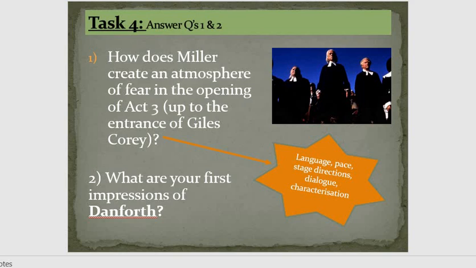And then just a paragraph, maybe 2, of what are your first impressions of Danforth, and that's question 2. So what are your first impressions of Danforth as the judge? Okay, so that's the lesson for today.